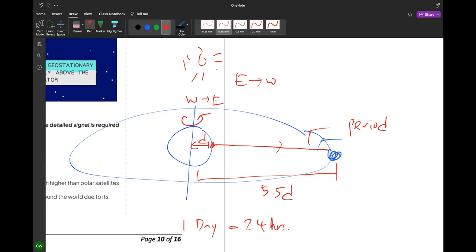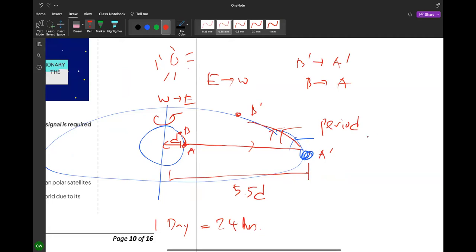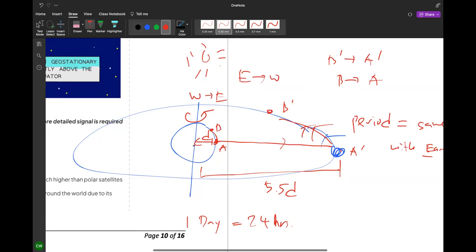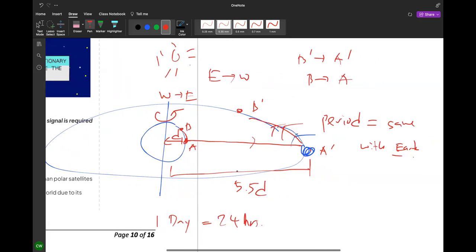So if you want to make sure that it's always above, that means when the point is here, the satellite is here. When you go here, it also moves here, moves here. If you want to make A to B and A prime to B prime take the same time, then this satellite must be rotating with the same period as Earth. So they are very smart.